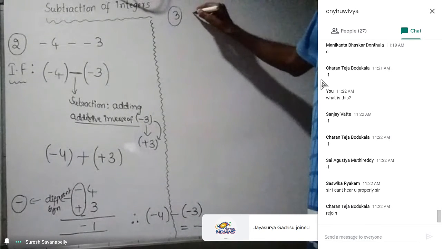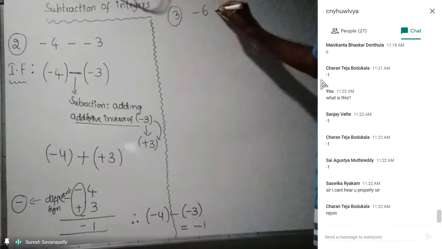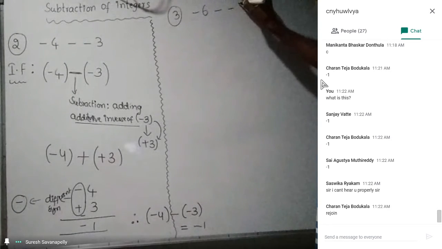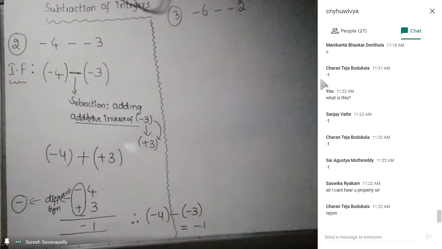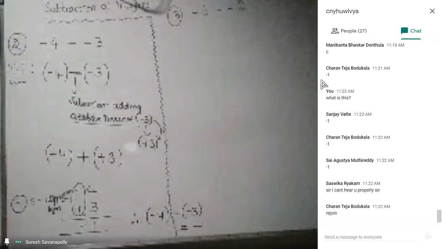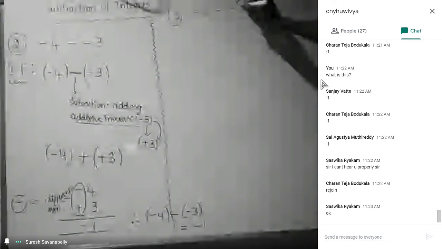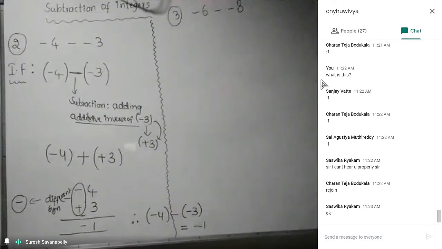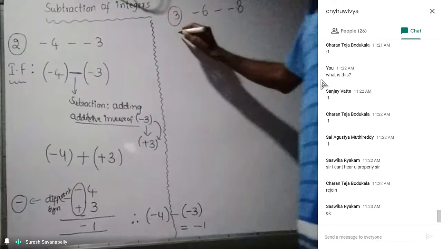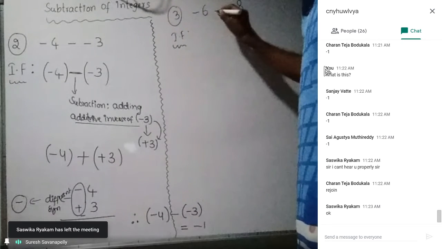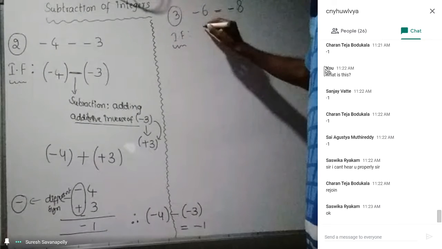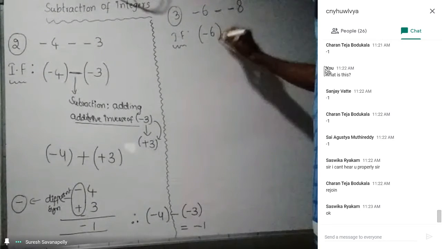Okay, next -6 minus of -8. Okay, now how to do this one? Let me repeat the question: minus 6 minus of minus 8. Now I'm writing it in integer format.